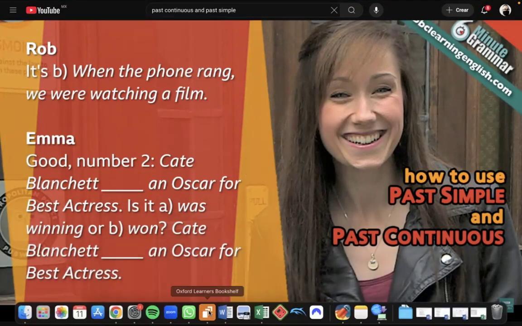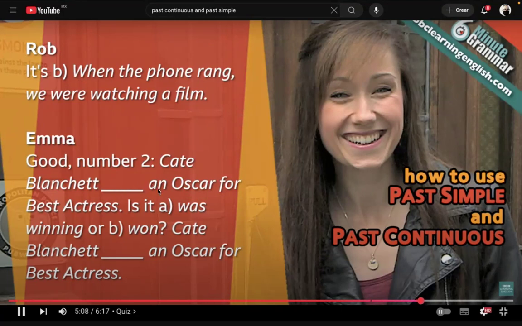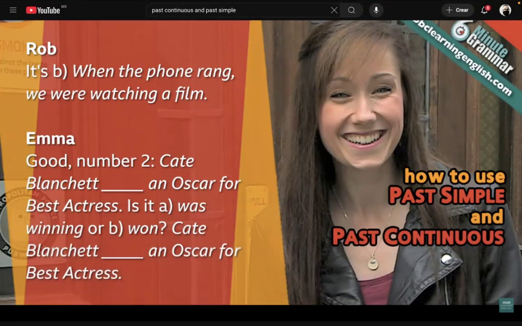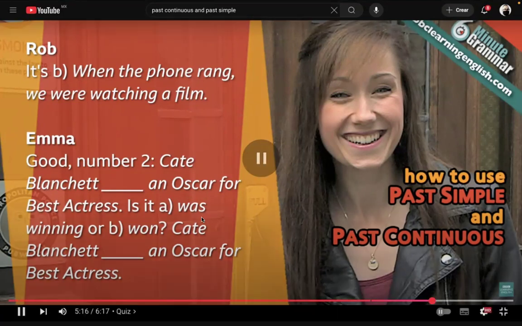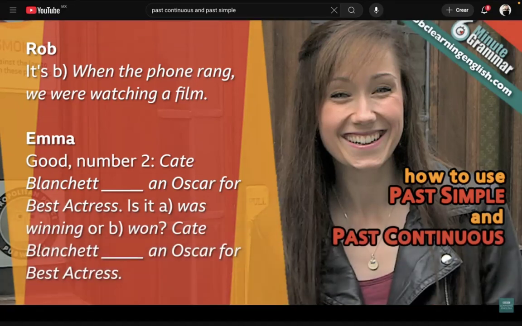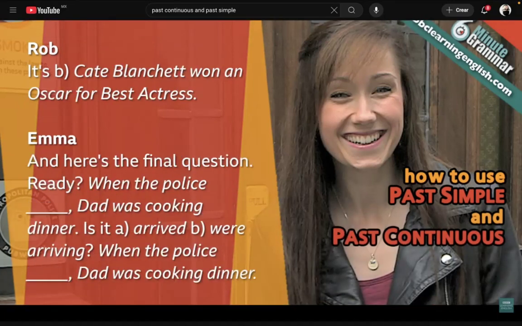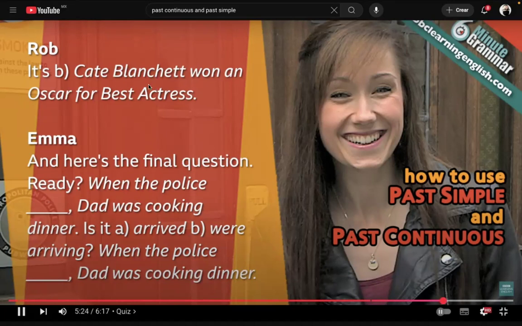Number 2. Kate Blanchett, an Oscar for Best Actress. Is it A, was winning, or B, won? Correct. Kate Blanchett, an Oscar for Best Actress. It's B. Kate Blanchett won an Oscar for Best Actress.